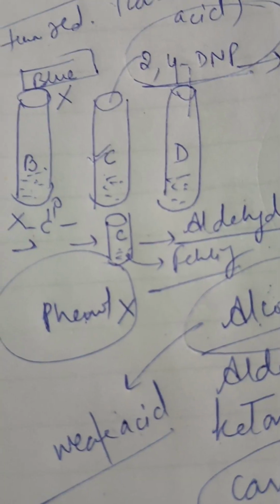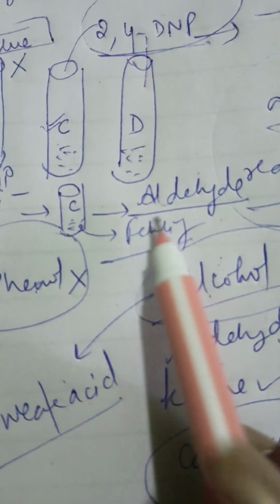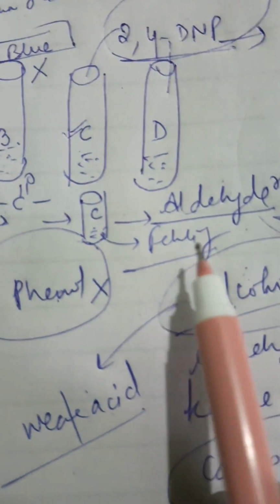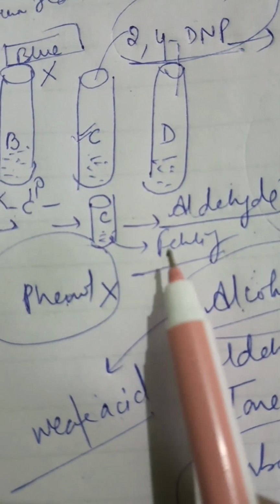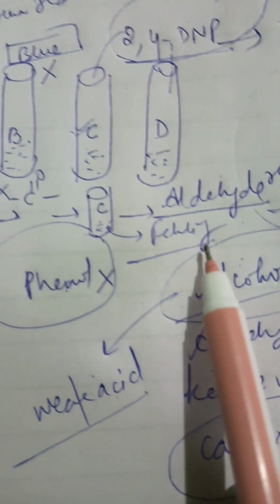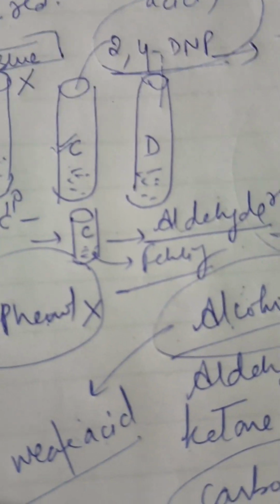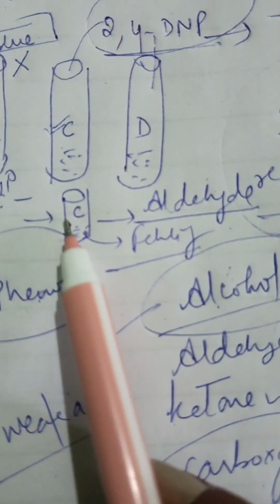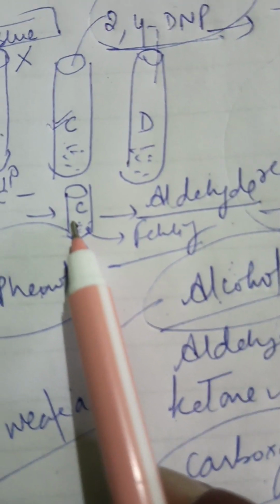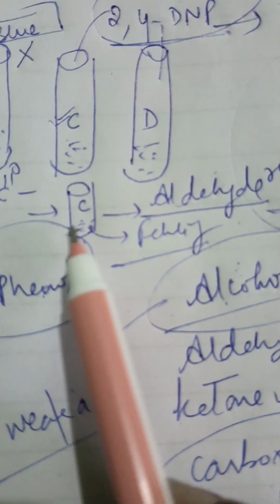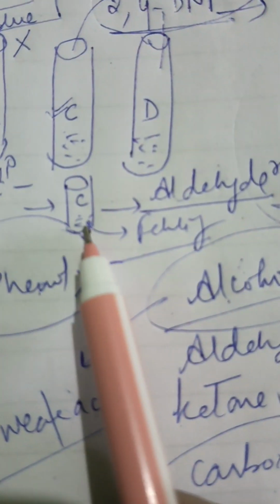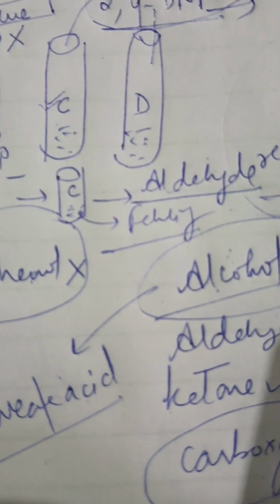What is Fehling test? Fehling test is when you add Fehling A plus Fehling B in C. What is Fehling A and Fehling B? Fehling A is copper sulfate. Fehling B is Rochelle salt of NaOH. When you add these two compounds to the given sample, a solution will be made. Heat the solution in water bath, and you will get a brisk red precipitate.